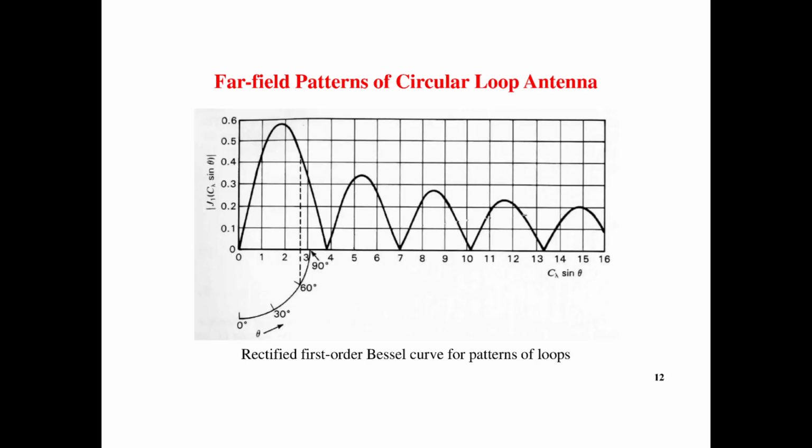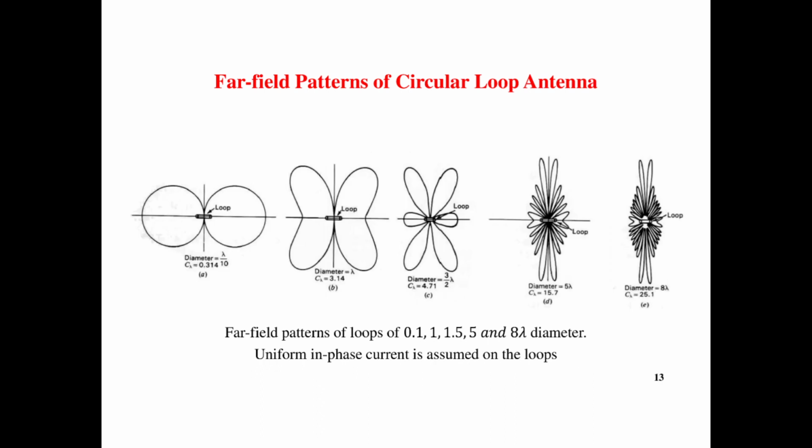The field pattern of the circular loop antenna is rectified using the Bessel function curve for the pattern of the loop. Here you can see there is a variation from the input to output. When you take the value in terms of modulus, the far field pattern is different for the circular loop. Field pattern of circular loop: the field pattern of the loop will be for 0.1, 1.5, and 8.5 lambda. Depending upon the patterns, the analysis assumes a uniform in-phase current in the loop.